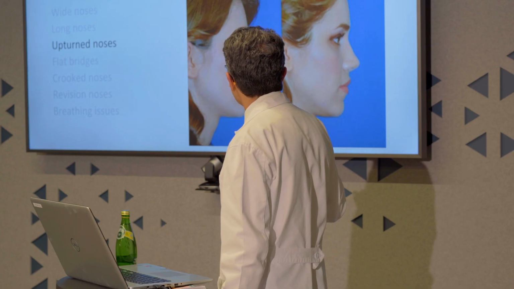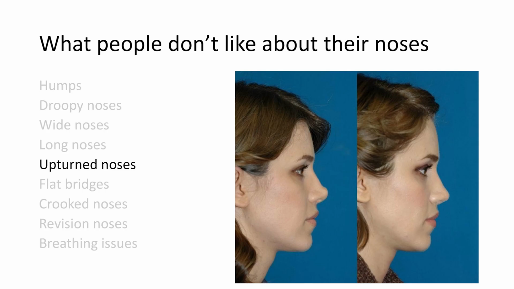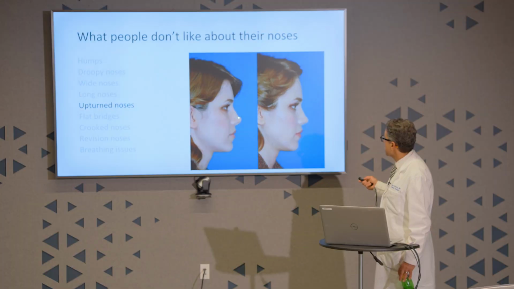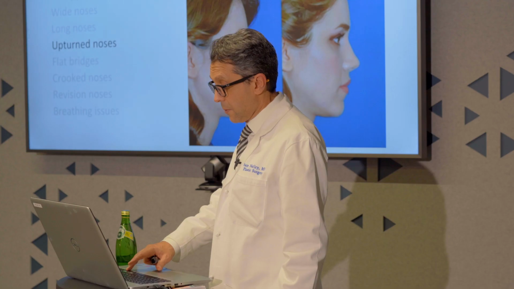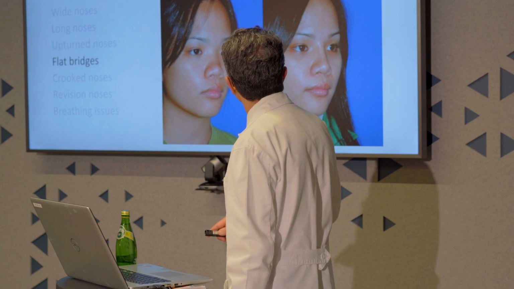This is an example of a nose that is both a revision and was upturned. So she had a prior rhinoplasty and things didn't go well with her. And she had this kind of unnatural upturned look, which I corrected for her. And she's got a much more natural look to her nose.